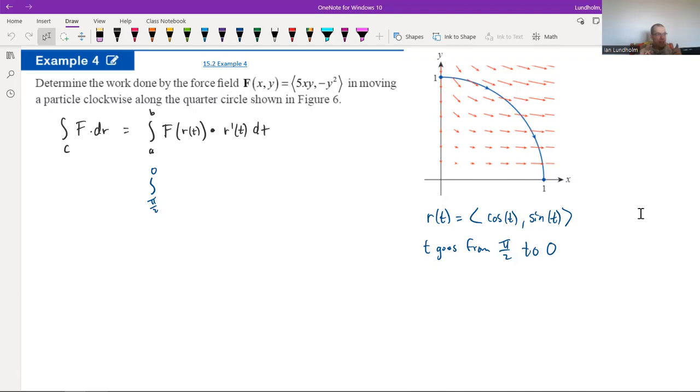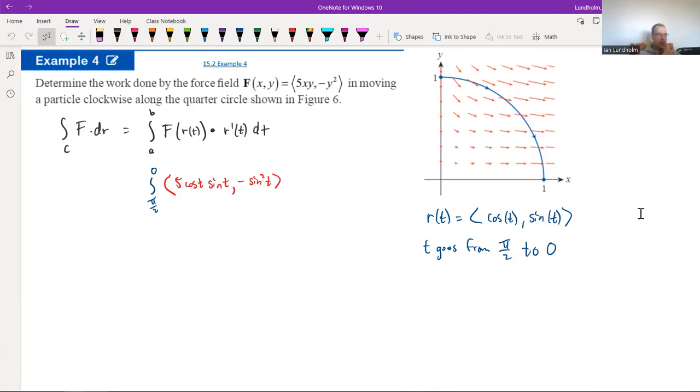We've got r of t, so we'll be able to do F of r of t. Let's go ahead and do that now. I'm going to do this in red because F of r of t is the red vector field that's going on behind things. So we've got 5 times cosine t sine t and negative sine squared t. That is the force field vector.